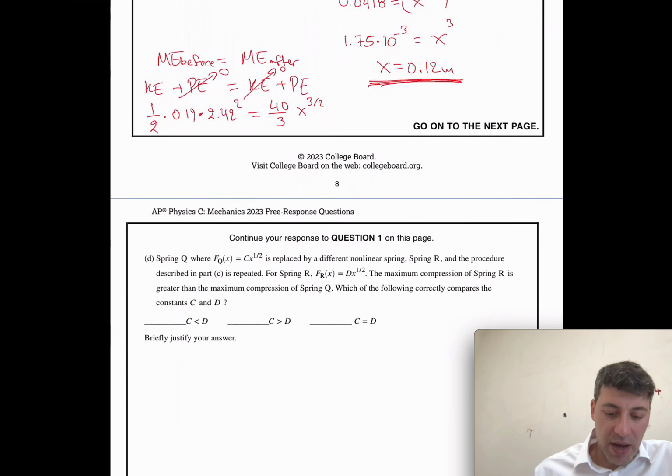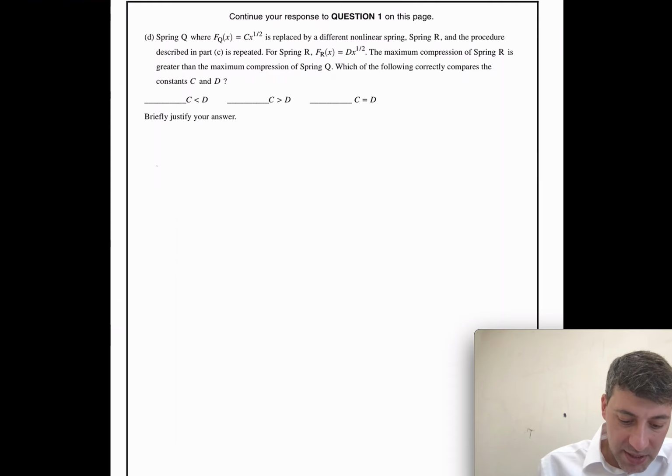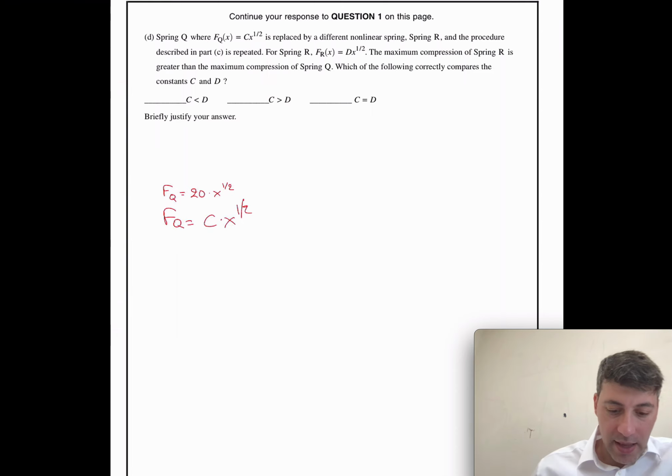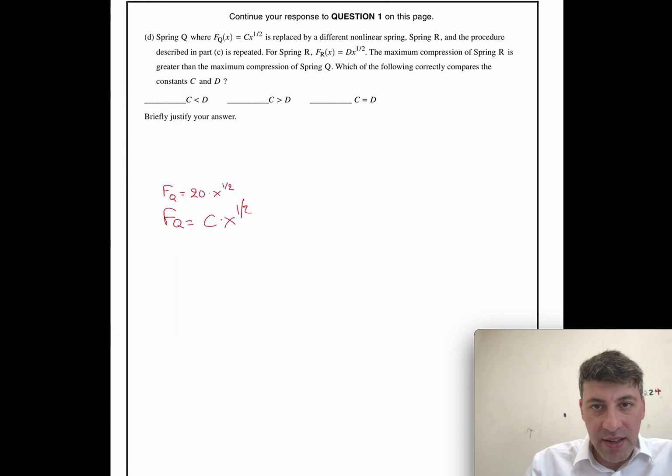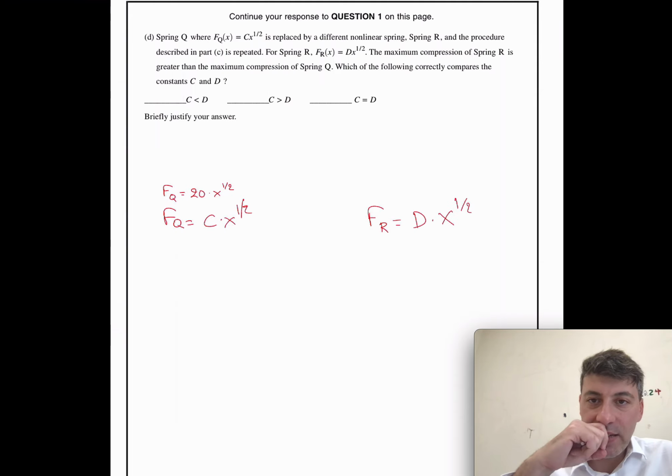And we continue to part D, where we have the spring Q. Let me just write what we know for the spring Q. It was this, or he calls it, the force by the spring Q is equal to C times x to the power of 1 over 2. And it is replaced by a new spring, a spring R with a similar force. The force for the spring R is D times x to the power of 1 over 2, so the coefficient in front of the variable x is different.